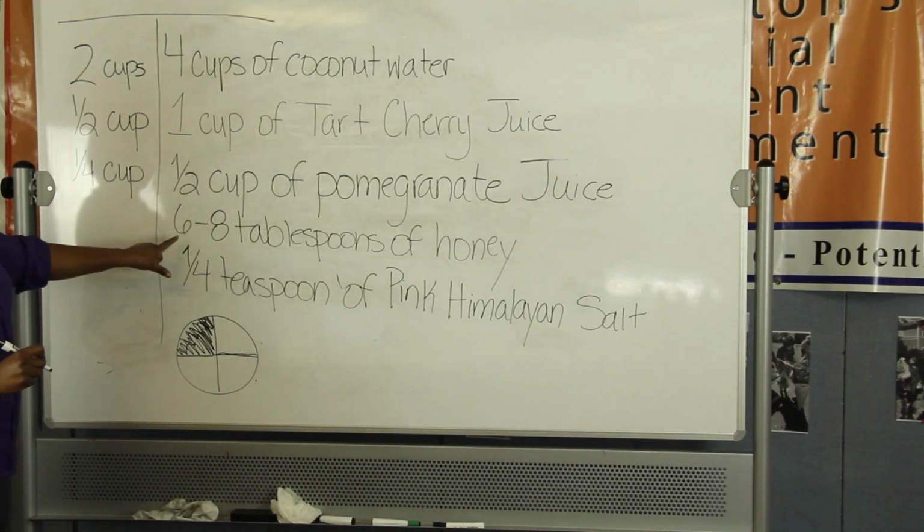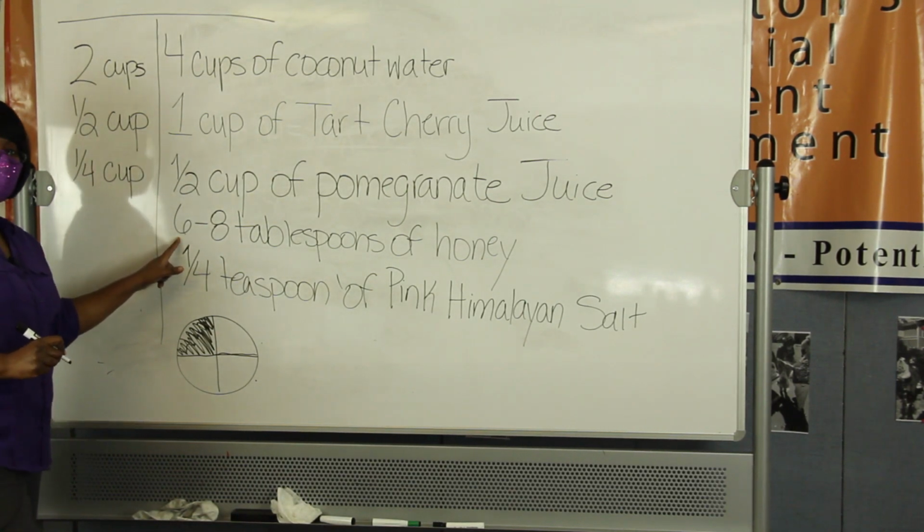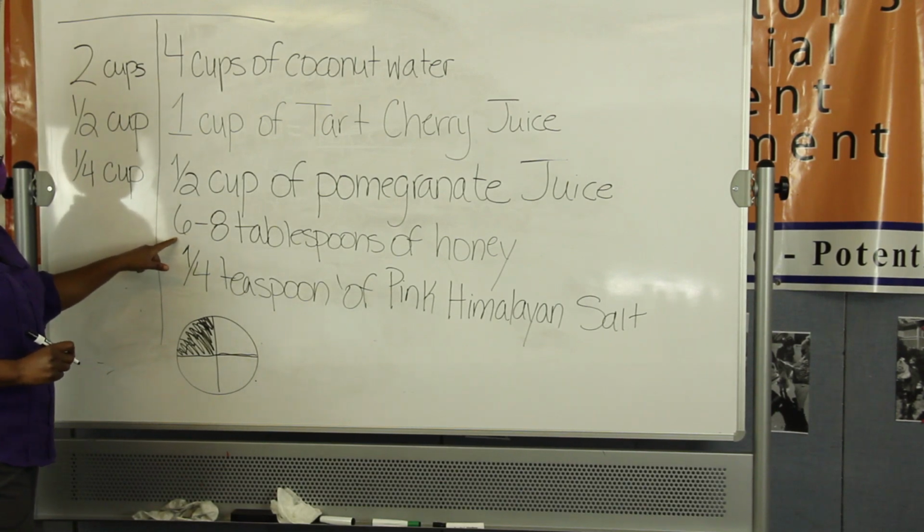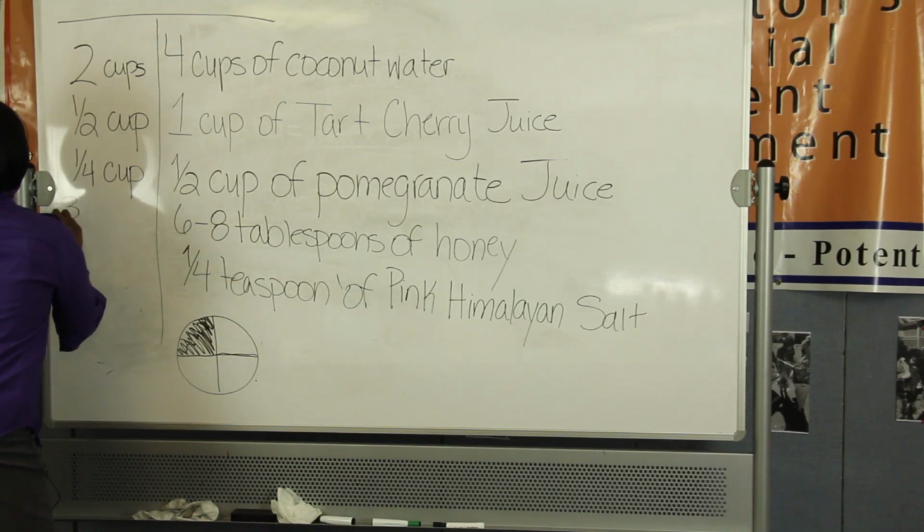Now, the sweet part, I don't like as much sweet, so I would go closer to the 6. So what's half of 6? It's 3 tablespoons.